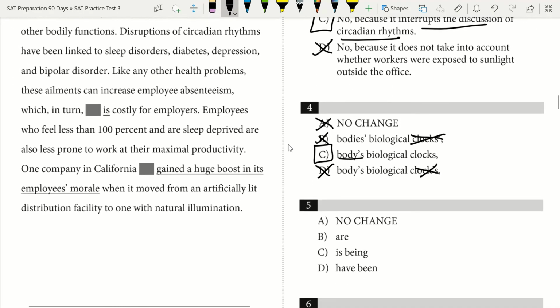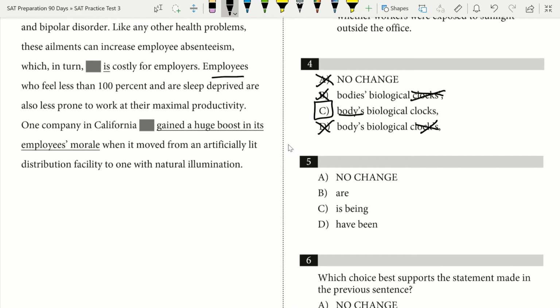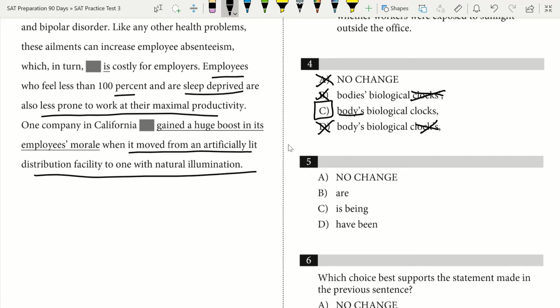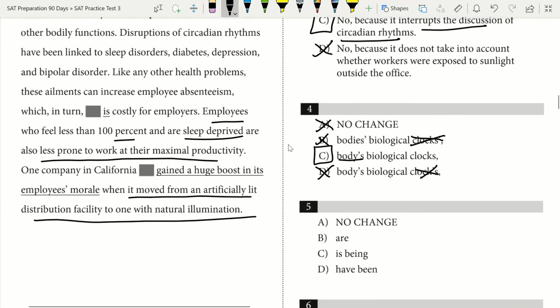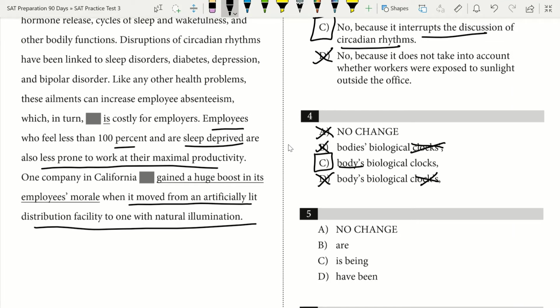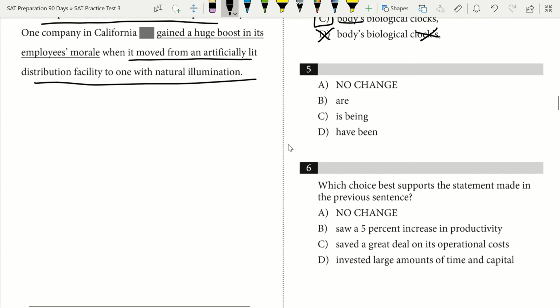We answered 4 already, so now we got question 5. Employees who feel less than 100% and are sleep deprived are less prone to work at their maximal productivity. One company in California gained a huge boost in its employees' morale when it moved from an artificially lit distribution facility to one with more natural illumination. We're asked for, let's see. Man, it looks like we skipped 5 on accident as well, so I'll have to go back and answer that one. Okay, which choice best supports the statement made in the previous sentence?